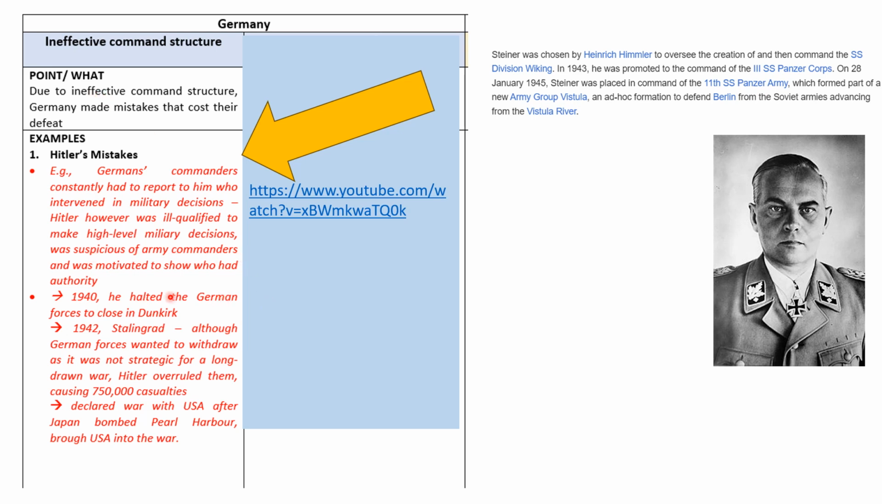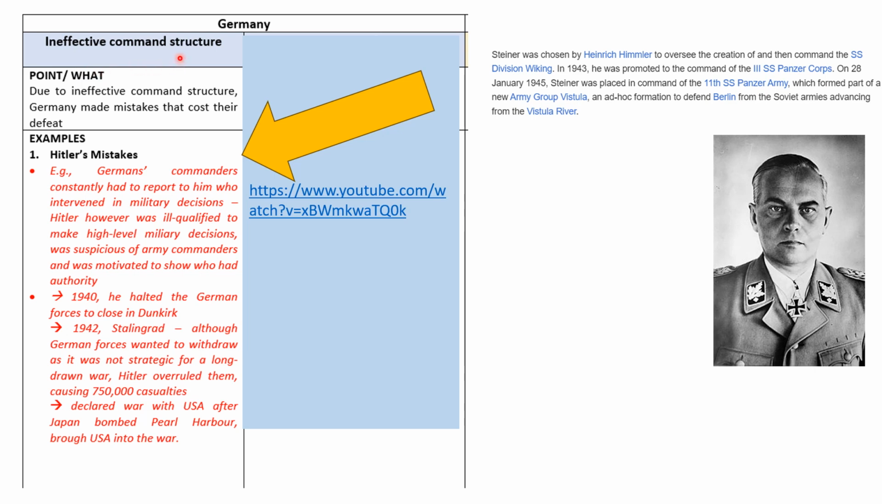Okay, these are some examples where it actually shows that Hitler did not make the right decision, whether it was at Dunkirk, whether it was at Stalingrad, whether it is even to declare war with USA. Okay, and in this video, it talks a little bit about Steiner. Right, this was in the last phase of his control, I would say. Okay, and this all resulted in ineffective command structure.